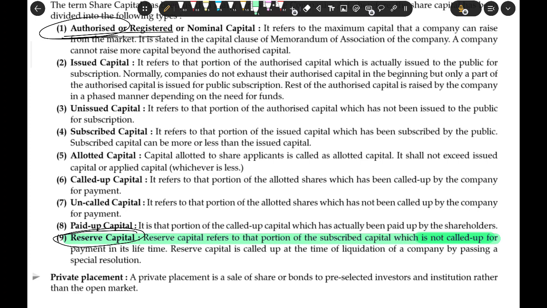So the company is reserving with the shareholder. Reserve capital will be called up at the time of liquidation only, by passing the special resolution.